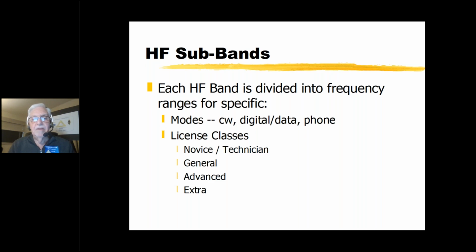The general licensees in the United States have about half of the bandwidth of the HF bands. The advanced class operators, the remnants of advanced class operators, have even more bandwidth. There are no longer any new advanced class licenses being issued, but current advanced class operators can renew their licenses, and extras have all the bandwidth on all the bands. And as I said, they're also divided by mode.